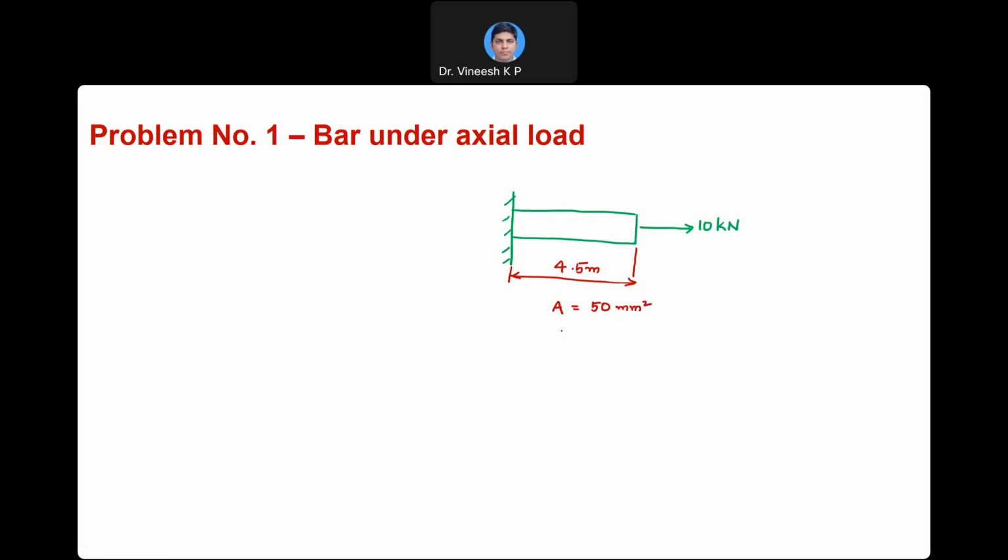So then the Young's modulus is 200 gigapascal. Then the Poisson ratio, let's say we are assuming it is 0.3. So this is the problem in our hand. So 50 millimeter square, we will just convert it into SI unit, 50 into 10 raised to minus 6 meter square. Then 200 gigapascal, 200 into 10 raised to 9 Pascal. Then Poisson ratio is 0.3.